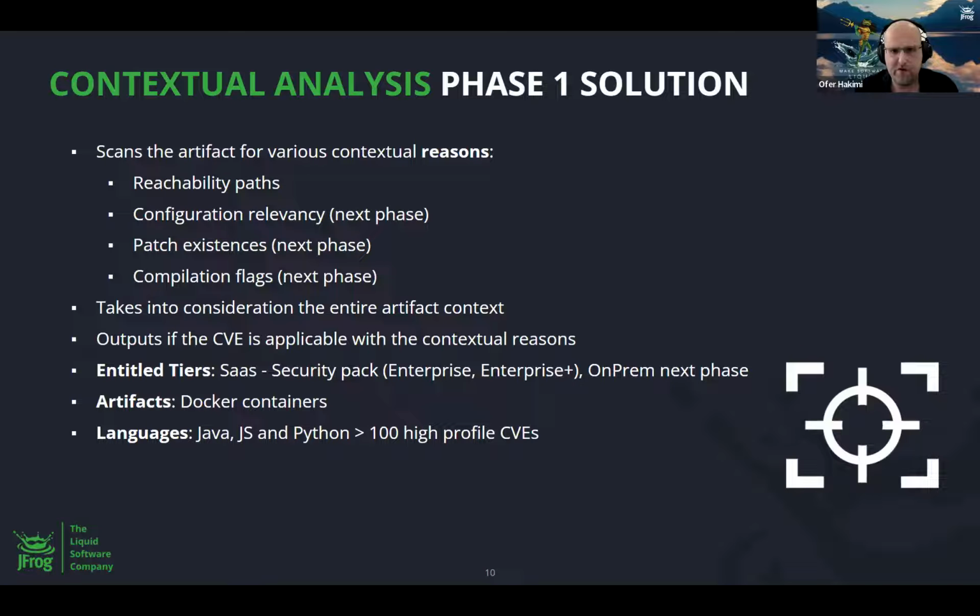Specifically for this feature, the entitled tiers are: we are starting to deploy it first for SaaS, and it will be available for customers that have the security pack in Enterprise and also Enterprise Plus customers, and on-prem will go next phase. And then the artifacts which are being scanned for contextual analysis are Docker containers, and we are covering more than 100 high-profile CVEs with contextual analysis, which include Java, JavaScript, and Python-related CVEs.